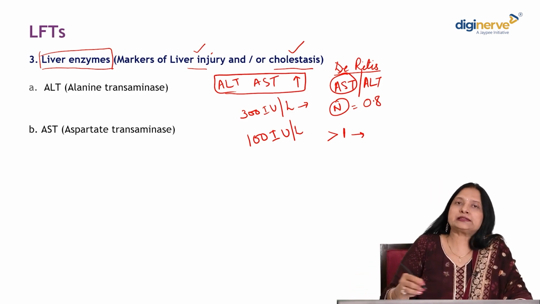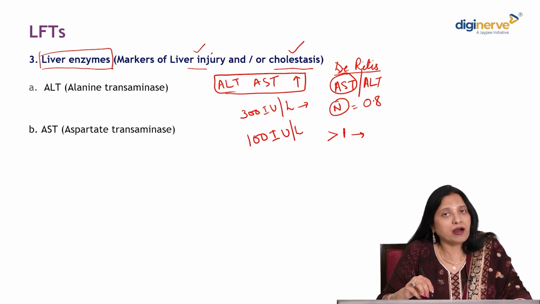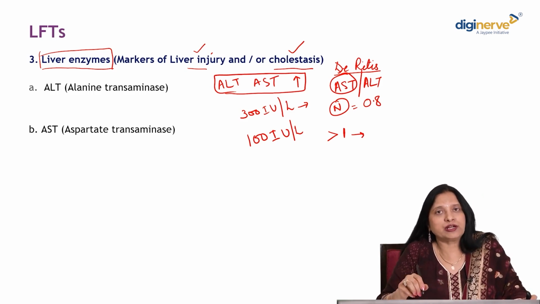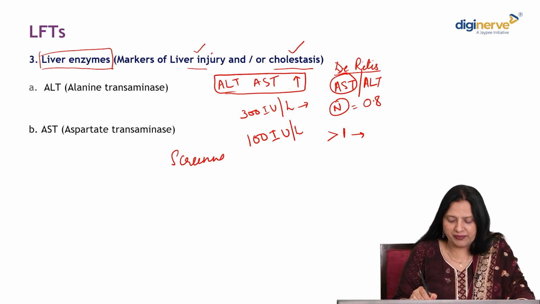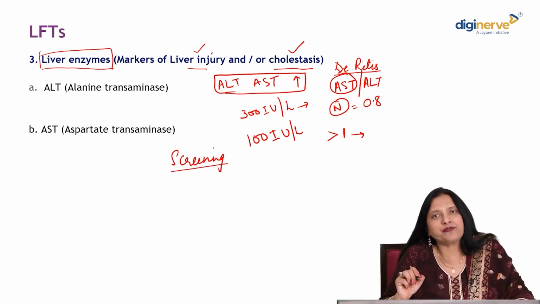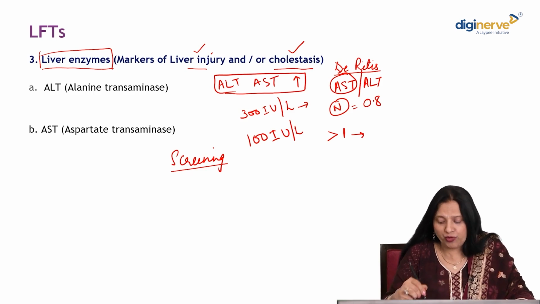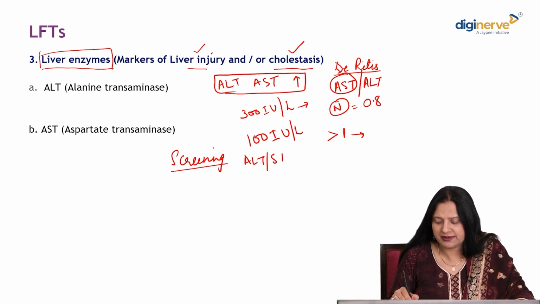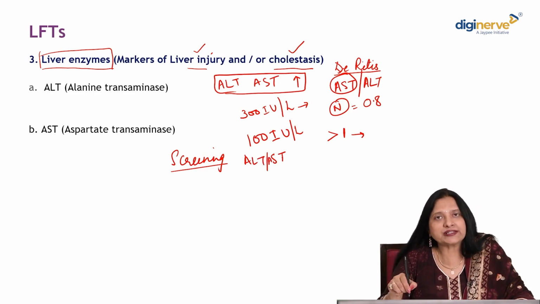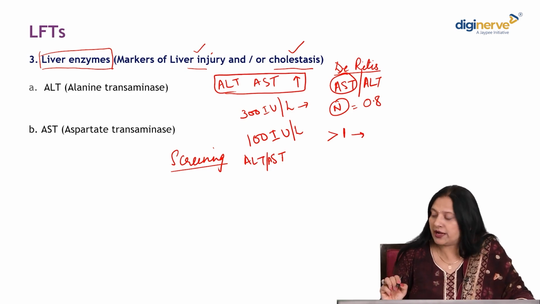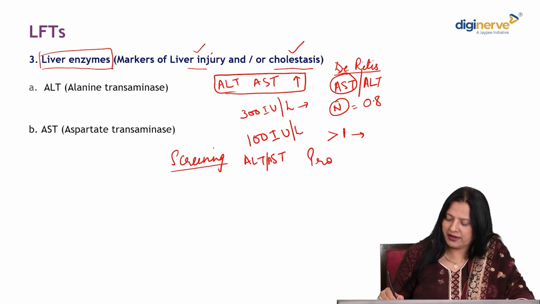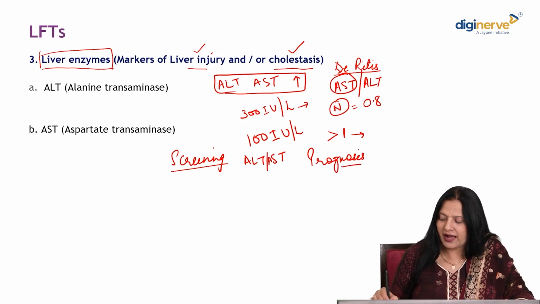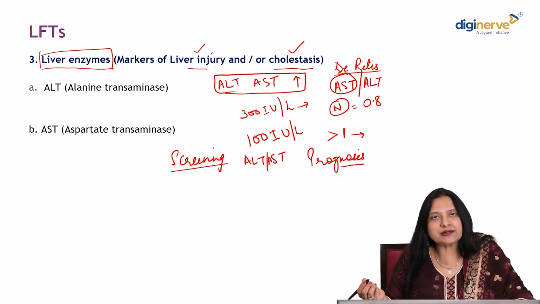So overall, both these enzymes are used as hepatocellular disease markers, and they can be used for screening of the diseases. Say, for example, there is an outbreak of infectious hepatitis. Even in the prodromal phase, both enzymes will get raised, even when the jaundice has not yet appeared. So they can be helpful in screening for hepatitis. Then, as we have said, they can be used for prognosis: the higher the levels, the more the defect.